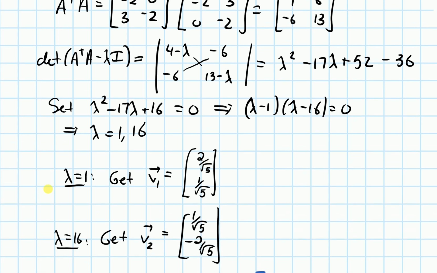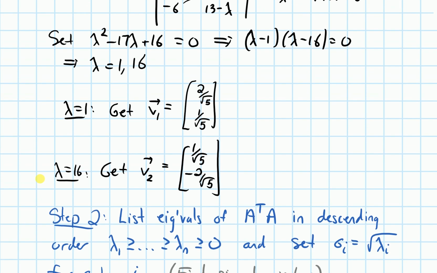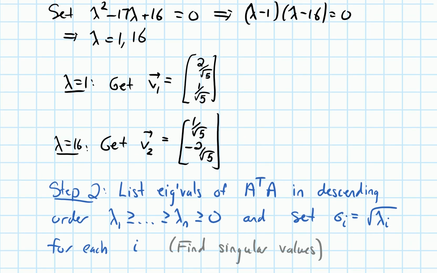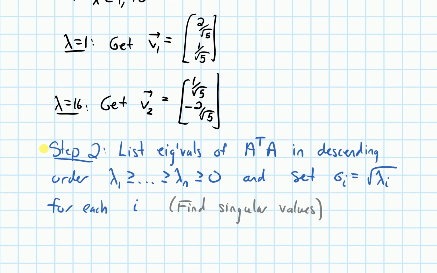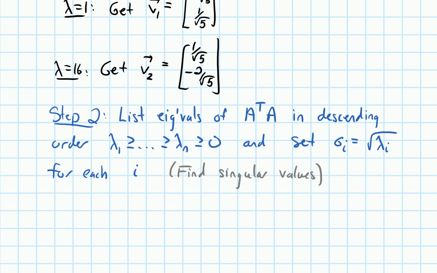All right, so step 2. So next, we want to list the eigenvalues of A transpose A in descending order, where lambda 1 is largest and lambda n is the smallest, and then find the singular values. So remember, the singular values are going to be the square roots of these eigenvalues. All right, so the largest eigenvalue, lambda 1, is 16. That's the larger out of 16 and 1. And the smaller one is 1.